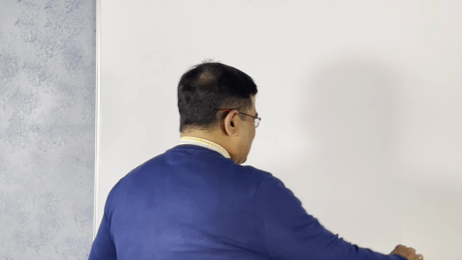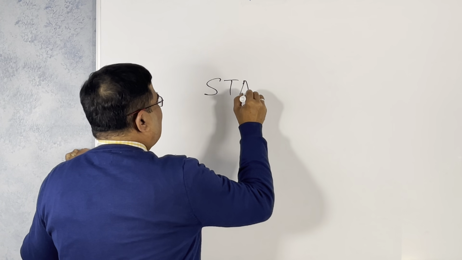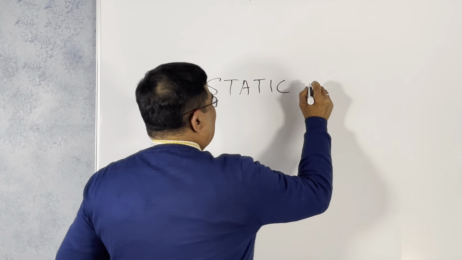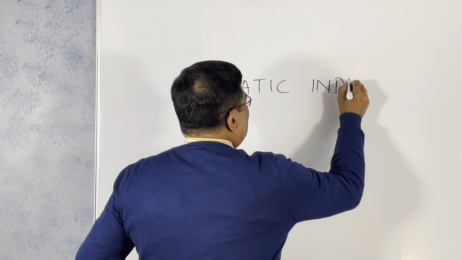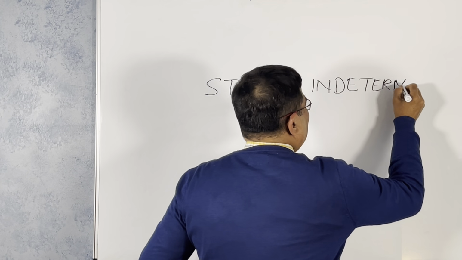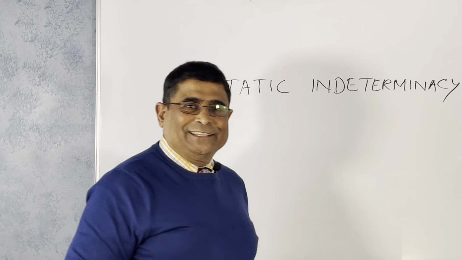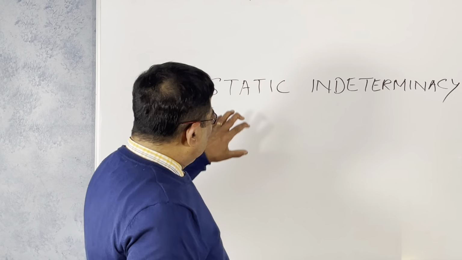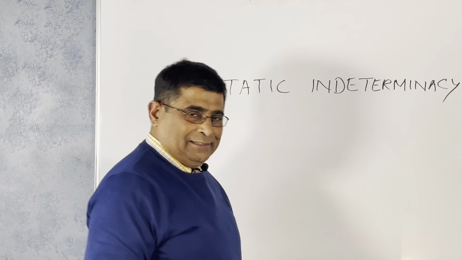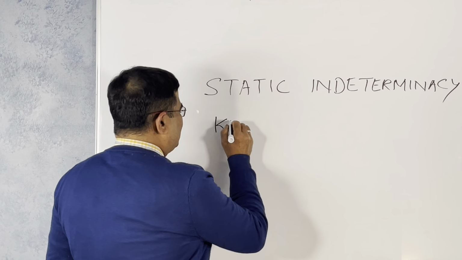Today I am going to discuss static indeterminacy. This is today's topic. But when you say static indeterminacy, there is another kind of indeterminacy that is called kinematic indeterminacy.